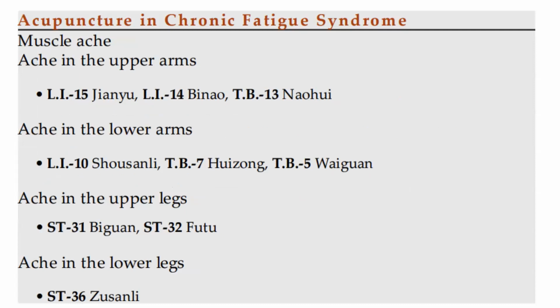To treat muscle ache and ache in the upper arms, which is present in chronic fatigue syndrome, we use the following points: LI15, LI14, and Triple Burner 13. For ache in the lower arms, LI10, Triple Burner 7, and Triple Burner 5. For ache in the upper legs, Stomach 31, Stomach 32. For ache in the lower legs, Stomach 36.